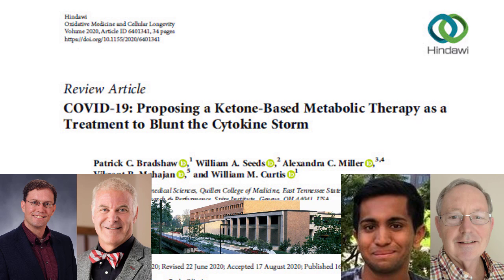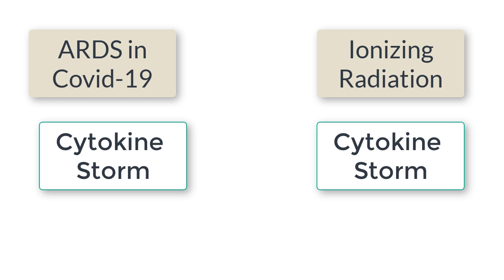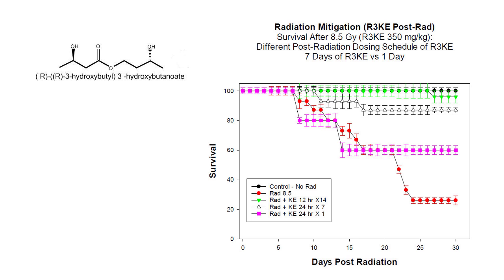This is the second video about a paper I helped to write. In the last video, I introduced the authors. I pointed out that ionizing radiation causes cytokine storm, just the same as the path to acute respiratory distress syndrome in COVID-19 involves a cytokine storm. Ketone ester was able to save more than 95% of mice given an LD70 dose of radiation. This led us to take on the task of looking at the potential to treat COVID-19 with metabolic therapy.